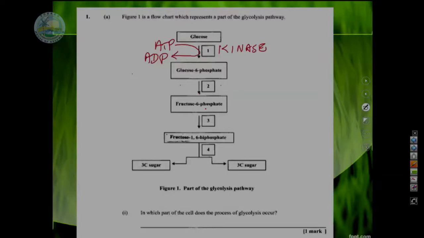Then you go from glucose 6-phosphate to fructose 6-phosphate. What you have here is an isomerase. So you have isomerism involved, where you are converting the structure of the molecule from an aldehyde to a ketone.